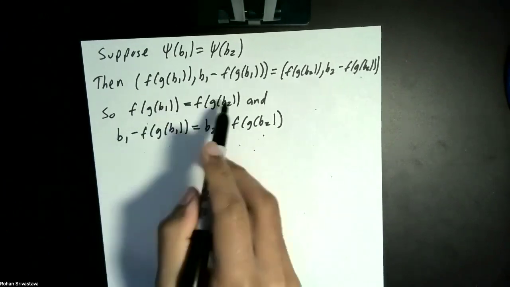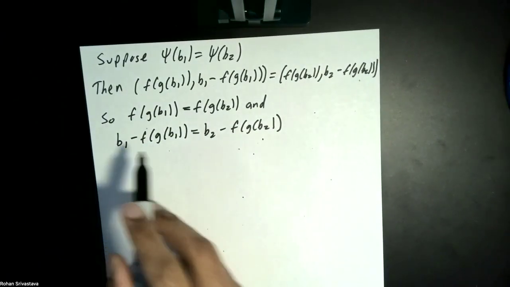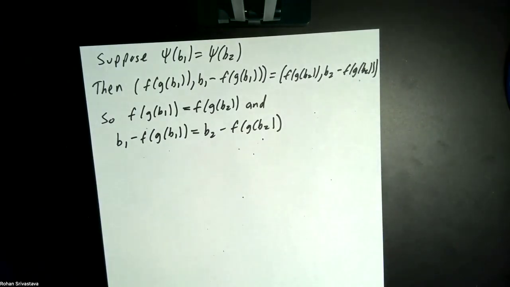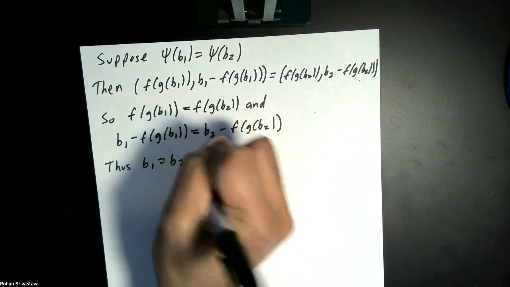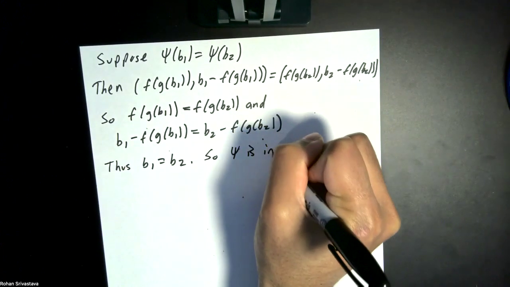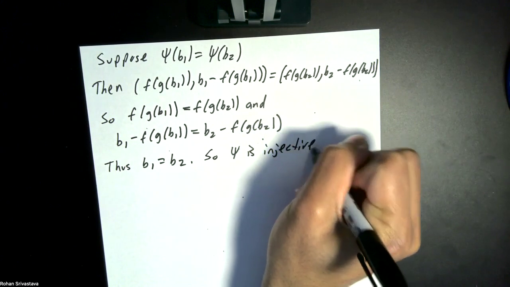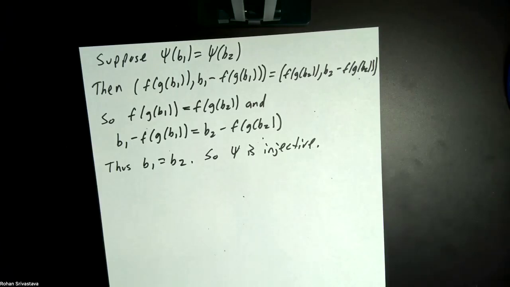These are equal, so by additive cancellation, B1 has to be equal to B2. So thus B1 is equal to B2. So psi is indeed injective. All right, now let's check that it's surjective.